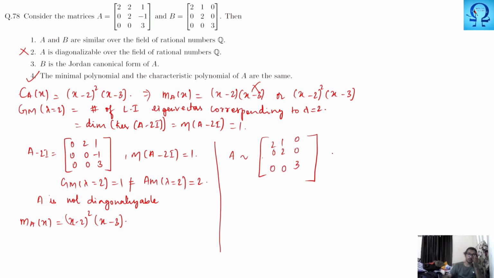If you closely observe the matrix B, yes, this is the matrix B. Therefore, the matrix A has the Jordan form which is equal to B. That is option 3. B is the Jordan canonical form of A. If this is true, then of course A and B are similar. No irrational values or complex values are involved, hence it is similar over the field of rational numbers. That's it. Thank you.